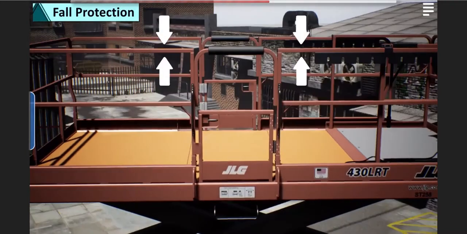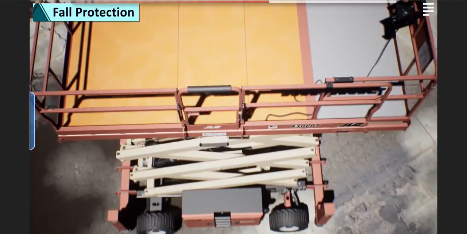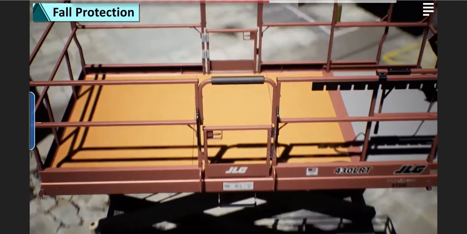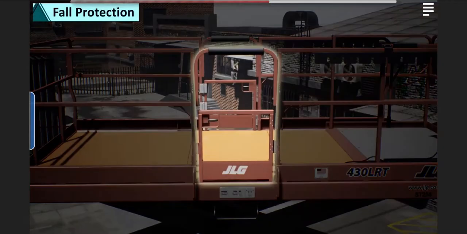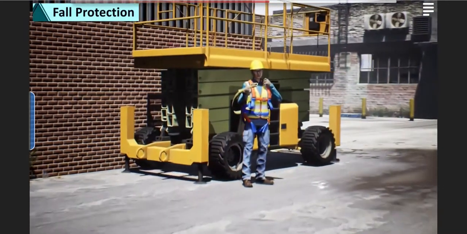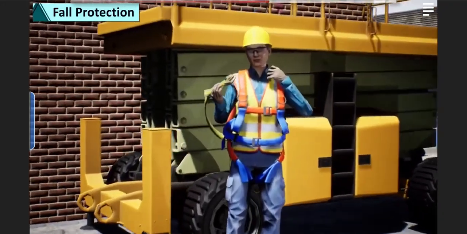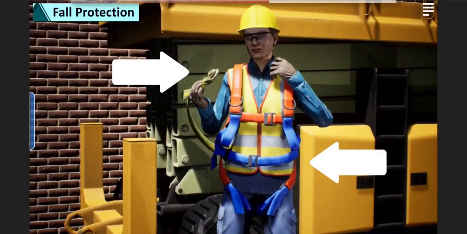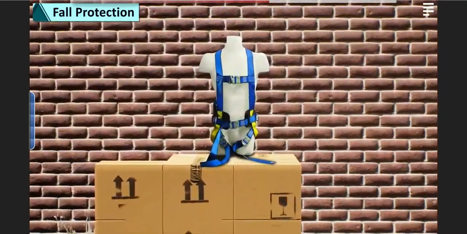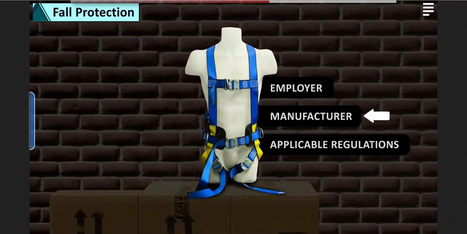Guardrails are often the primary form of fall protection on the work platform. They must be properly installed and positioned with all access gates and other openings properly closed or guarded before operations can begin. Personal fall arrest or fall restraint systems must also be used on Group B MEWPs, and anytime they are called for by the employer, manufacturer, or applicable regulations.